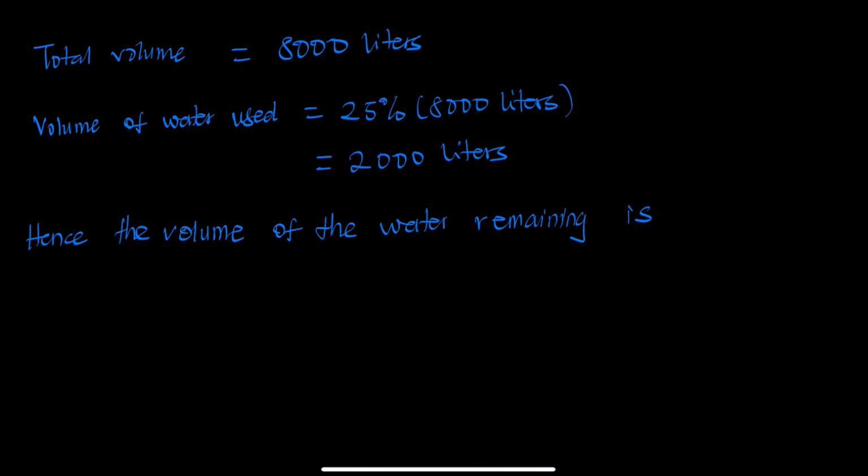Hence, the volume of the water remaining is the entire volume, which is 8,000, minus the volume used, which is 2,000. And so our volume will be giving us 6,000 liters. Thus, we have 6,000 liters remaining.